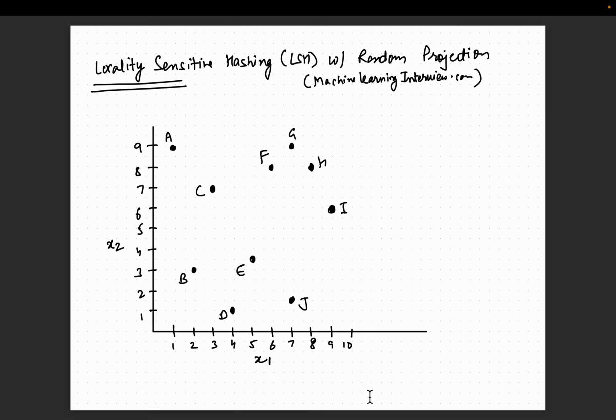The next approximation algorithm is known as locality sensitive hashing. I'm picking up a very specific implementation which is called random projection. I'm again borrowing the slides, the algorithmic details from machinelearninginterview.com.